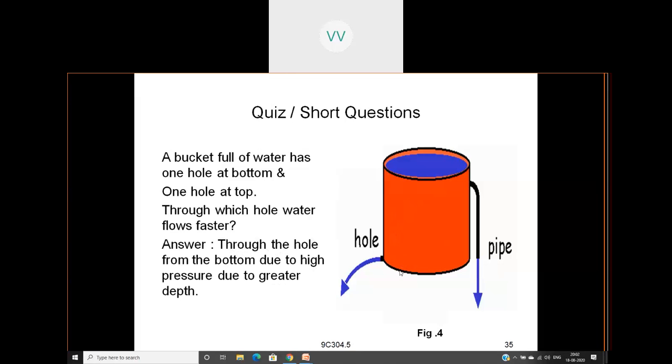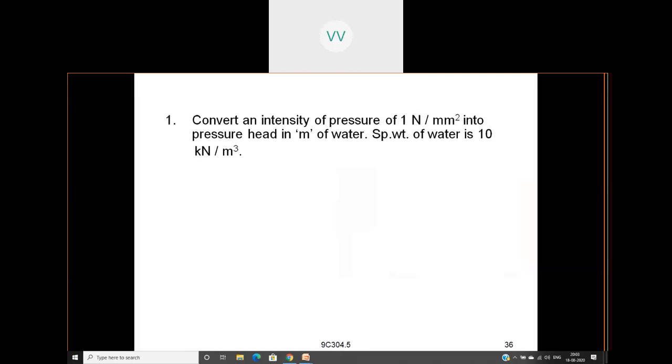When the depth is more, the pressure is also more, as per P is equal to WH, because the pressure depends only on the depth and nothing else. P is equal to WH, where W is the specific weight of the liquid and H is the depth of the liquid. Then convert an intensity of pressure. So let us see some problems.